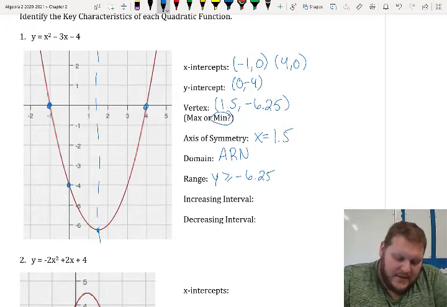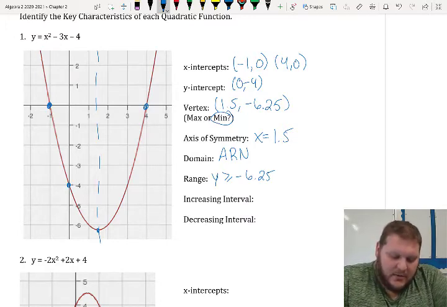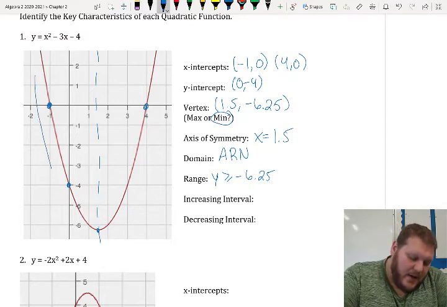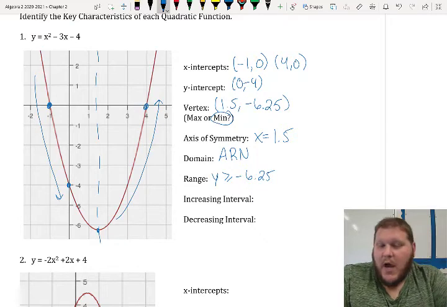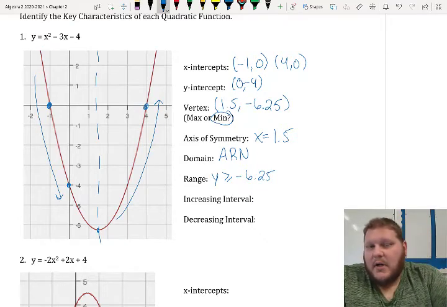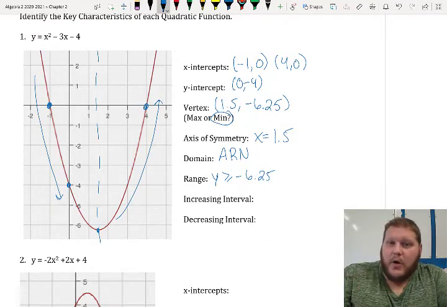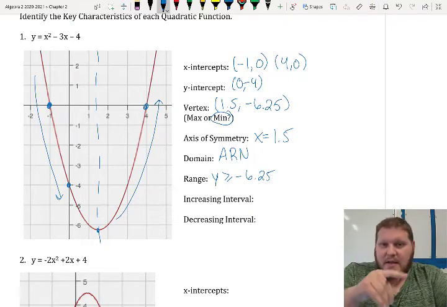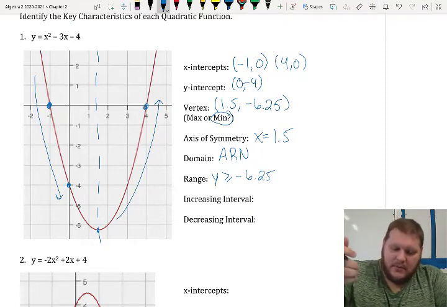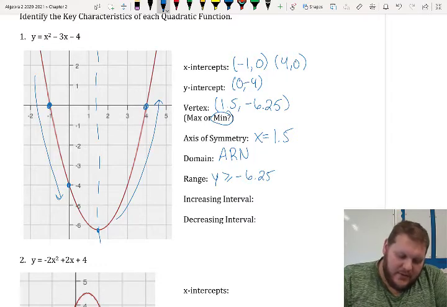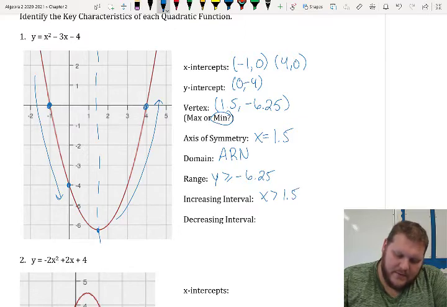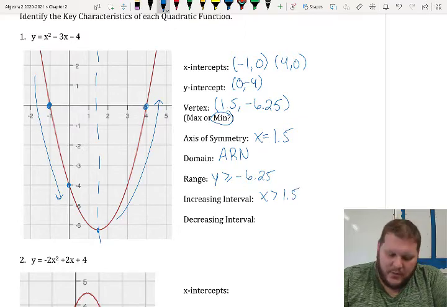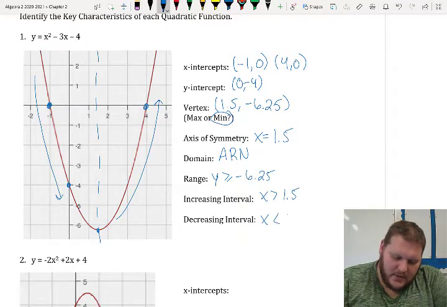And then last but not least, our intervals of increasing and decreasing. We can see that the left side of my graph, once again, is going down as I move to the right. The right side of my graph is going up as I move to the right. And again, that boundary for where my intervals are is that AOS, because as soon as you hit the vertex, it stops decreasing and starts increasing. So my increasing interval, since that's the right side, would be x is greater than 1.5. My interval of decreasing would be x is less than 1.5.